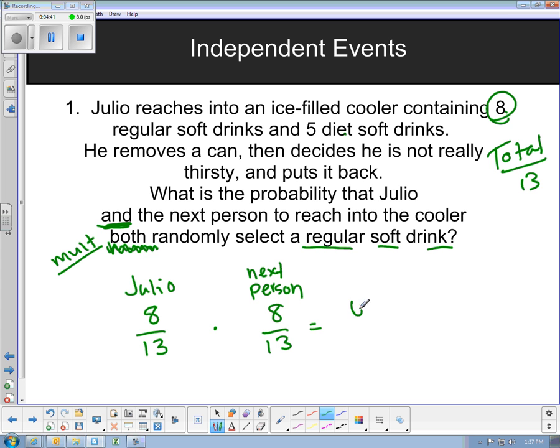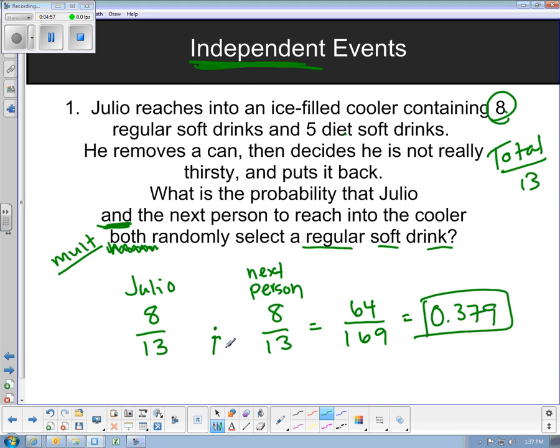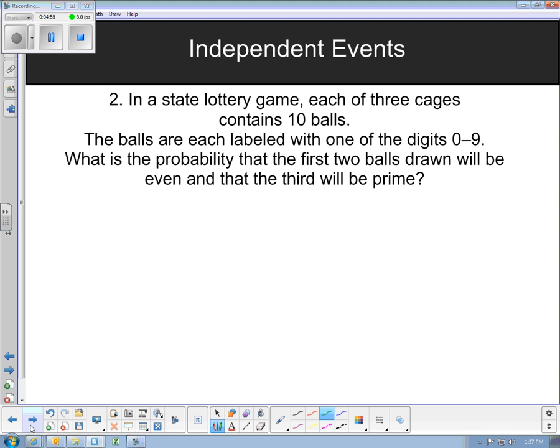That gives me 64 out of 169, which as a decimal would be 0.379. That's the probability I'm looking at. These are independent events. I wanted both things to occur, so I needed to multiply my probabilities. Let's take a look at number 2.